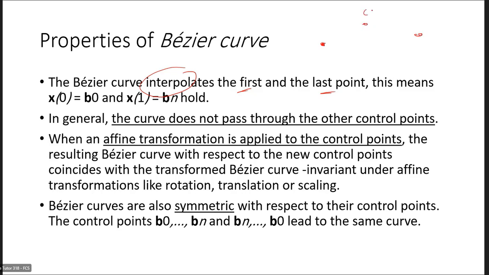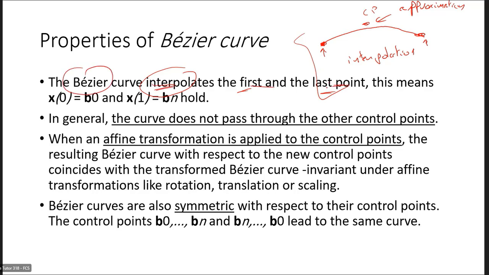And for the control point that you have here, we are not making interpolation, but we are making approximation. The curve passes through this point and this point. So here we are making what? We are making interpolation for this point and this point. And for this control point, we are making approximation. Okay, so here the Bezier curve will interpolate the first and the last point.